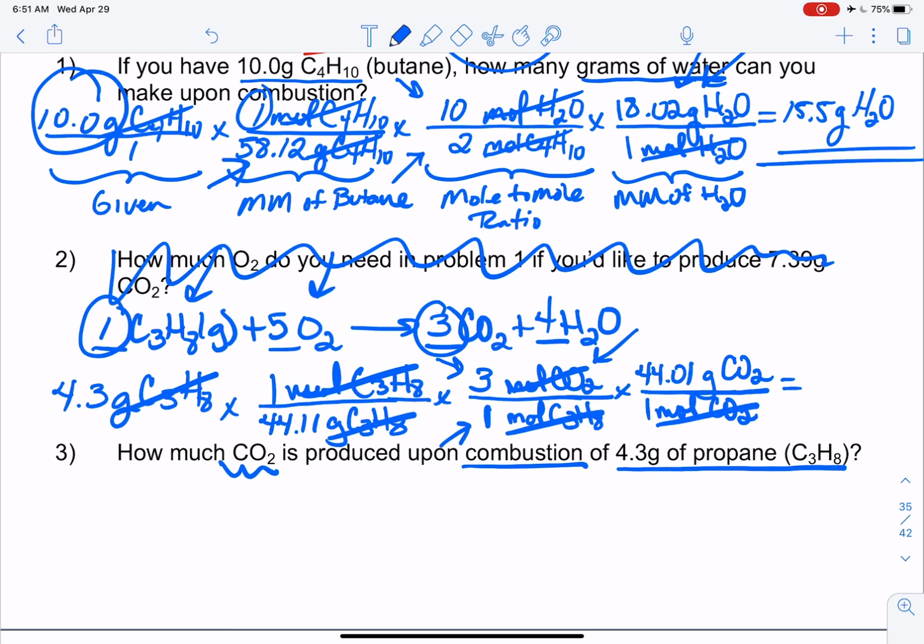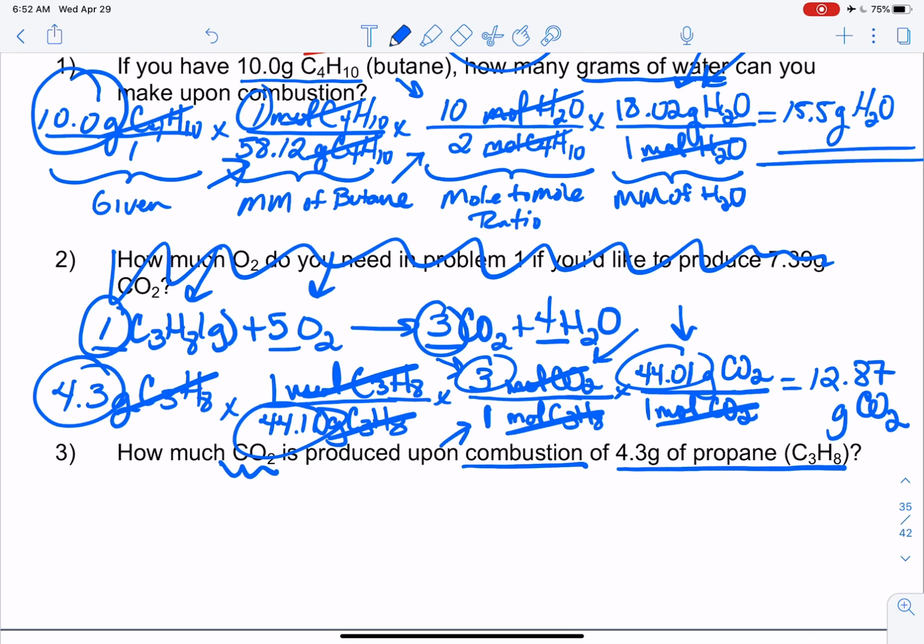And if you've forgotten how to do a molar mass, what you do is you look at your periodic table and you go, okay, average mass of a carbon is 12.01, average mass of an oxygen 16.00 plus another oxygen 16.00, or you could do the 15.999 version. Either way, you're fine. And then you do 4.3 times 3 times 44.01 divided by 44.11 or 44.10, depending on what kind of sig figs you used from your periodic table. And what we'll find is that we get an answer that is about 12.87 grams of CO2. And are we going to want to leave it like that?